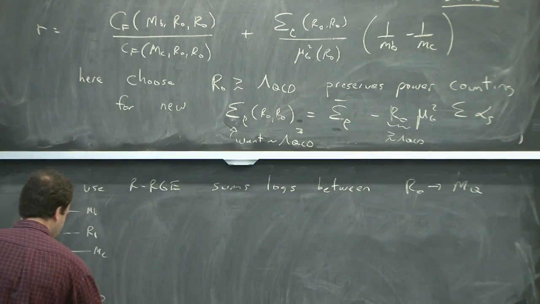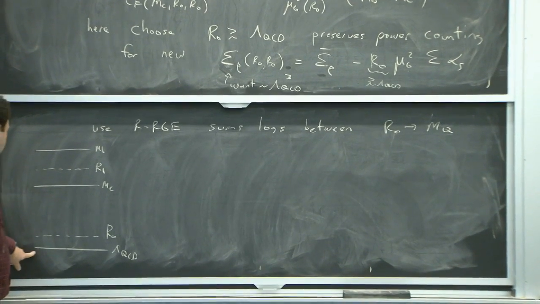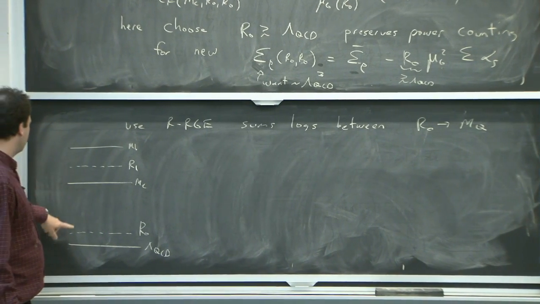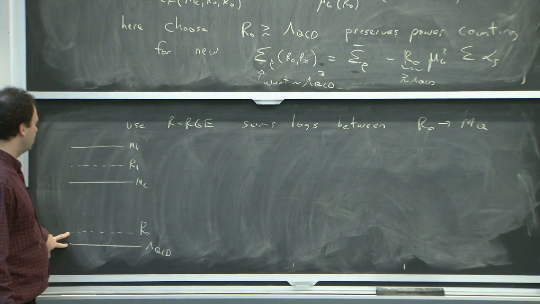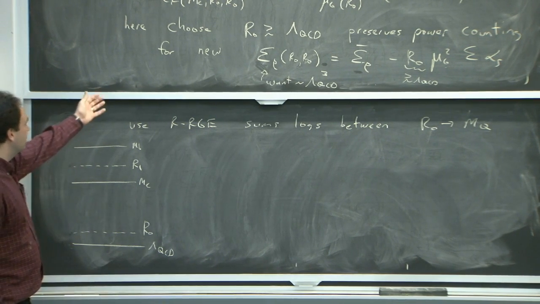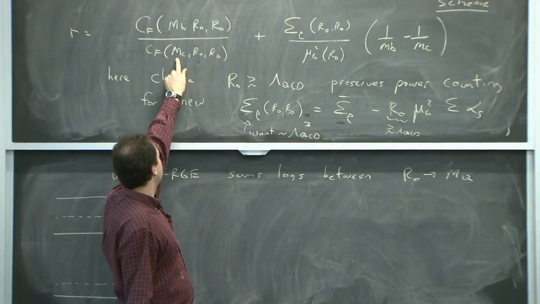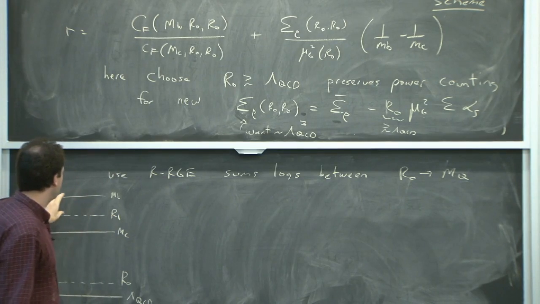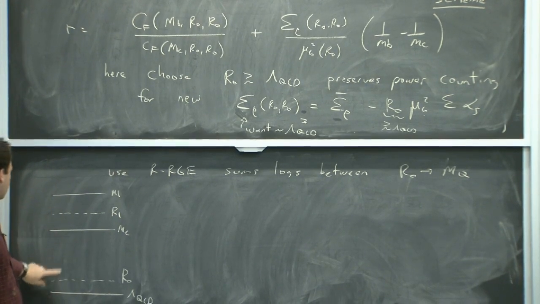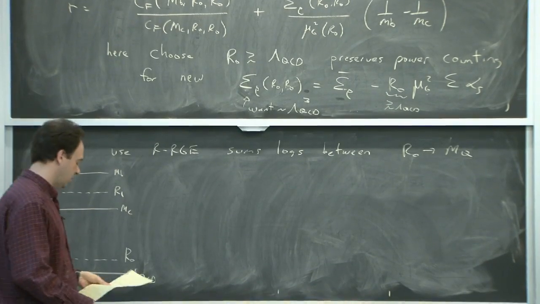So here are the scales. You have three physical scales: B quark mass, charm mass, lambda QCD. You have two cutoffs. You have R0, which I just told you should pick to be close to lambda QCD. And then you could think that there are these other scales, MB and M charm, and if this is some low scale and that's some high scale, I'd like to sum logs, and I can do that by running up from R0 to R1, which in this case I'll just pick between MB and M charm.